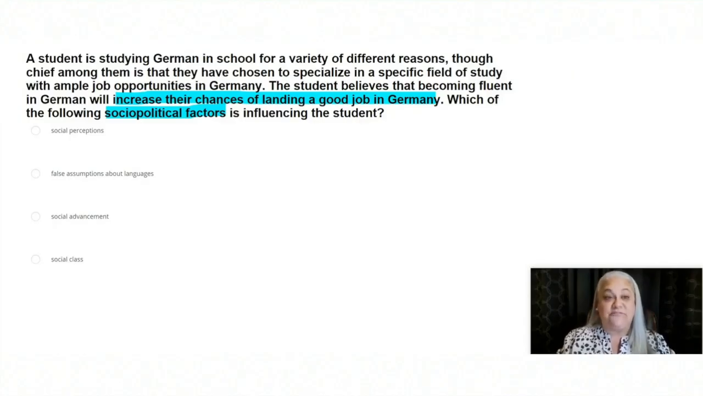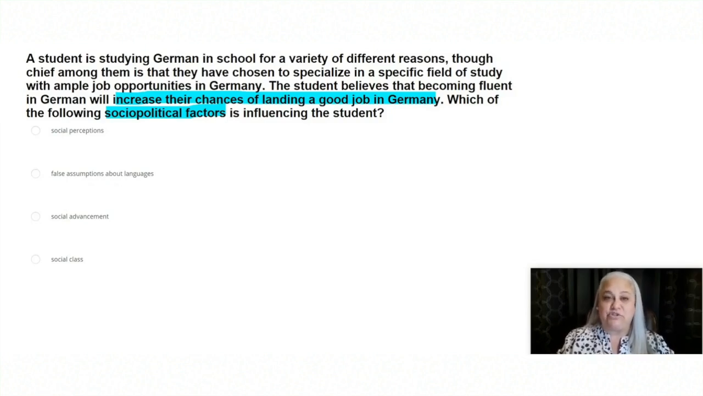The second choice, false assumptions about languages, refers to more about what one believes about a language skill set. Again, having nothing to do with a particular job or career. The next, social advancement, actually refers to an example of motivating a student as they believe they can improve their employment opportunity through studying a new language. So this could definitely be a possibility.